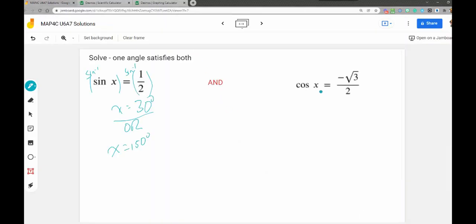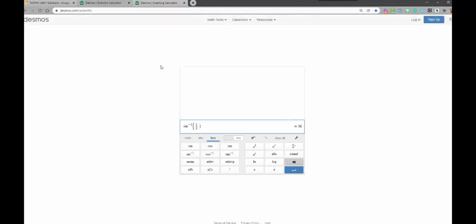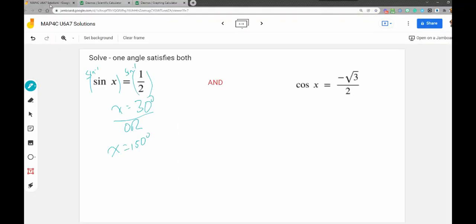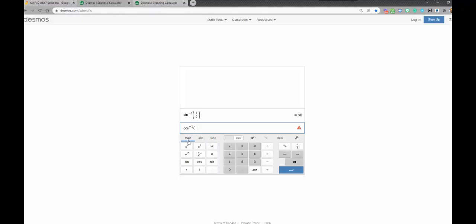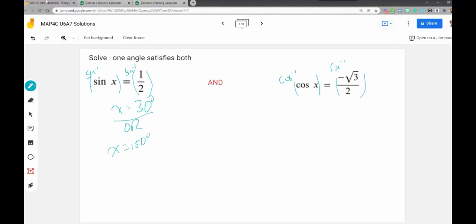Okay, so the second one says cos x equals negative root 3 over 2. So I'll try it on here first. Cos x equals negative root 3 over 2. So I want to find x on its own. I'm going to do cos negative 1 to both sides. Inverse cos of negative root 3 over 2. So inverse cos of negative root 3. I'm going to use my arrow key to the right to make sure I get out of the root sign there, over 2. And I get 150 degrees.